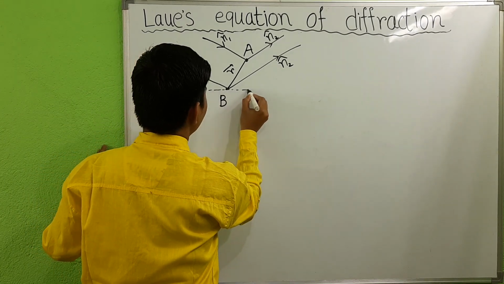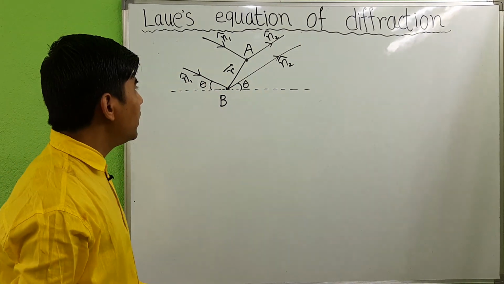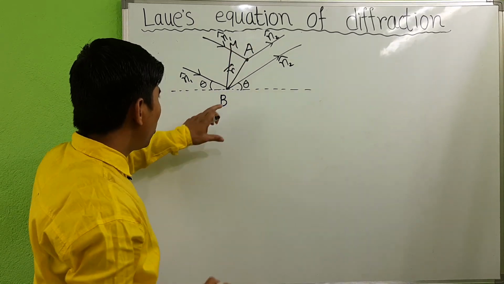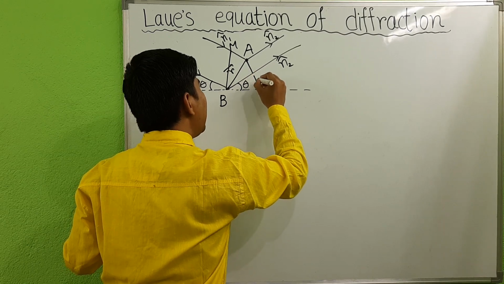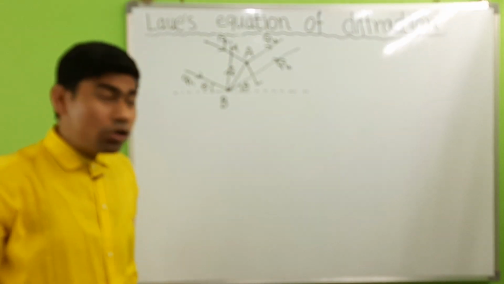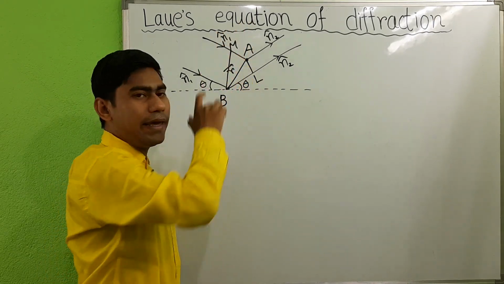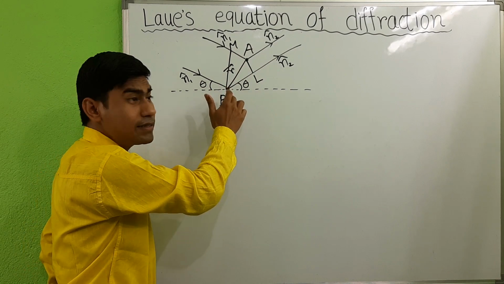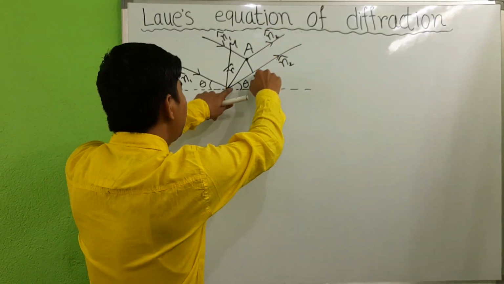Now suppose this angle is theta. Now we draw a perpendicular BM on this incident ray, and we also draw a perpendicular AL on this scattered ray. So this is BL and this is MA. Now the path difference between the rays scattered from A and B is BL minus MA.